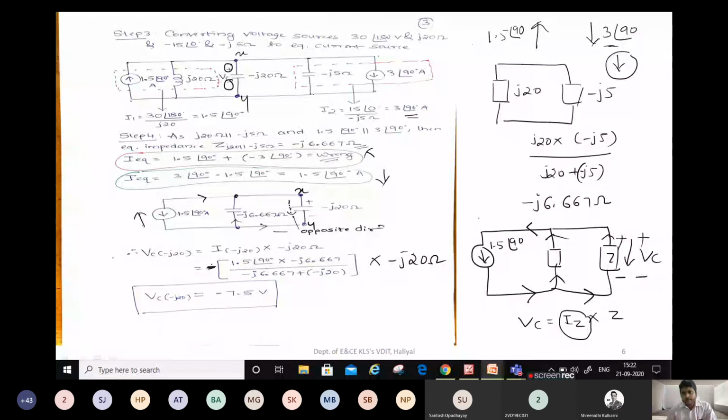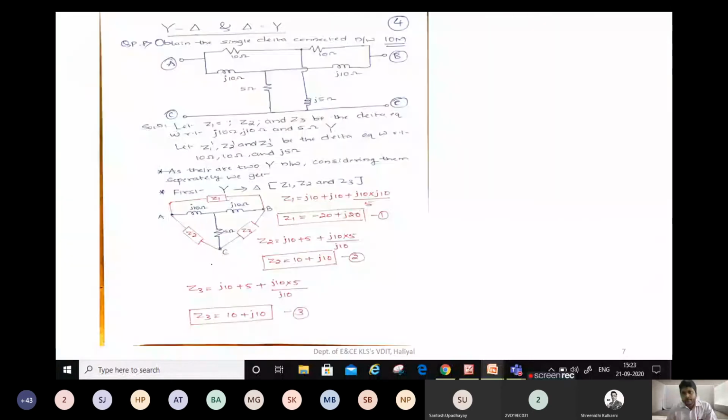Okay, so we'll go to the next problem here, a simple problem based on star to delta or delta to star. So here what is mentioned here is, so this network is given to you. This has to be converted into what now? A single delta connected network. Single delta connected network. But if you observe, this network is something like this, T and T. So these two are shorted here, A, B, and this point is C.